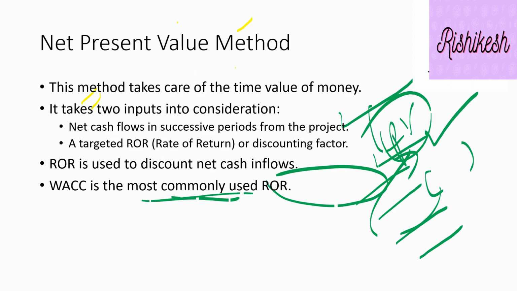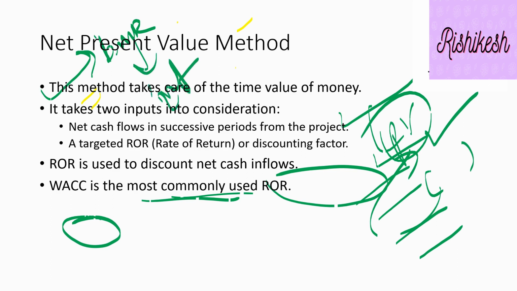WACC is the most commonly used ROR. WACC is weighted average cost of capital. So for now, you can just imagine it to be, if you would have invested the same amount in a bank, right? The interest that the bank would have given you, that is your cost of capital, right?